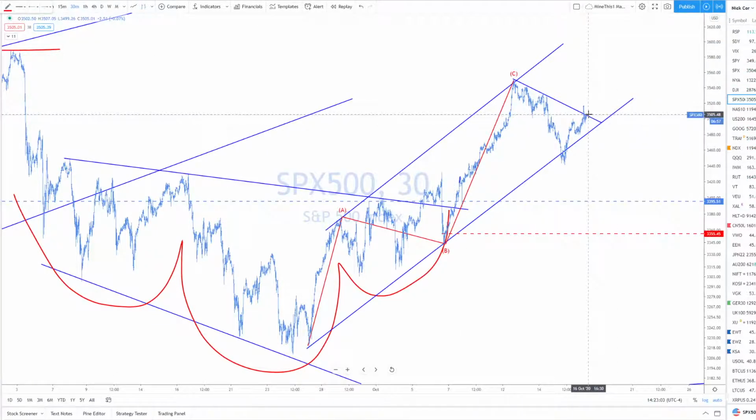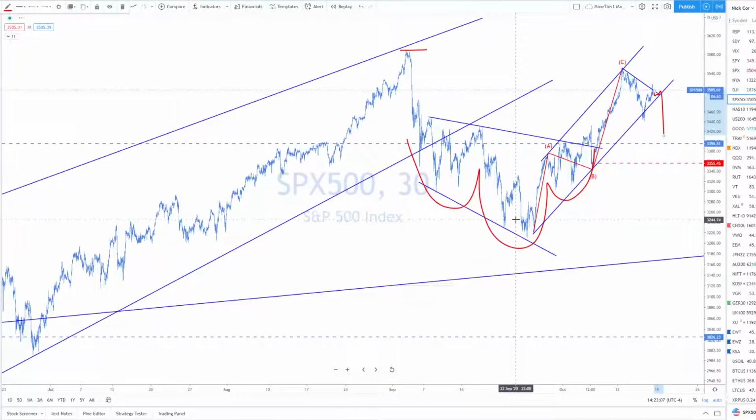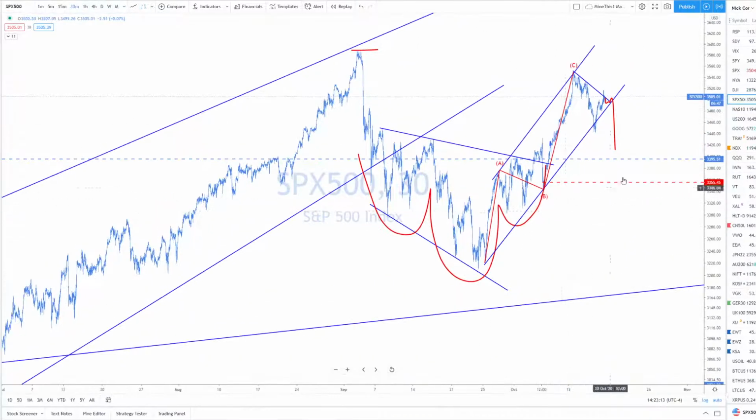All right. So what's the alternative? Well, if it breaks here, okay, again, we end up in a what? A right shoulder. All right, a right shoulder. I'm looking at the head and shoulders. We end up in an M pattern again, right?